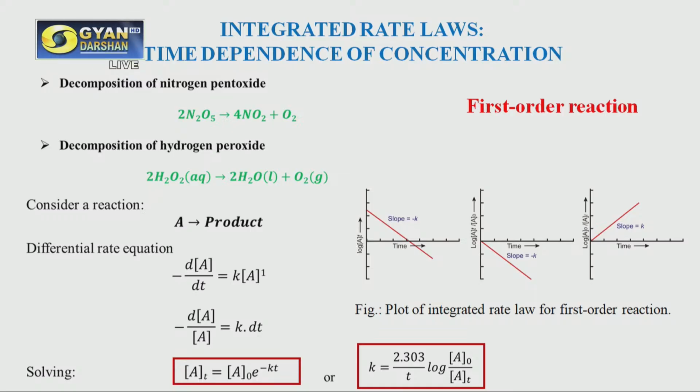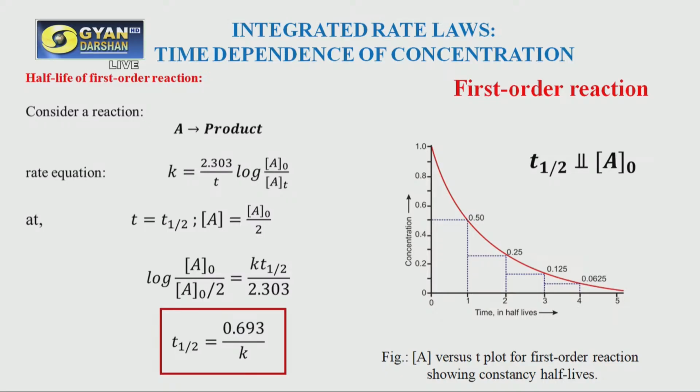Again, if we plot using y equals mx plus c, a linear line plot, then these plots show the integrated rate law for the first order reaction. Then again we find the slope is equal to minus k. If we plot log A naught by A at t versus the time, then the slope will be k. So rearranging this term and plotting versus t, we find the rate constant of the first order reaction. Again we can calculate the half-life for the first order reaction.